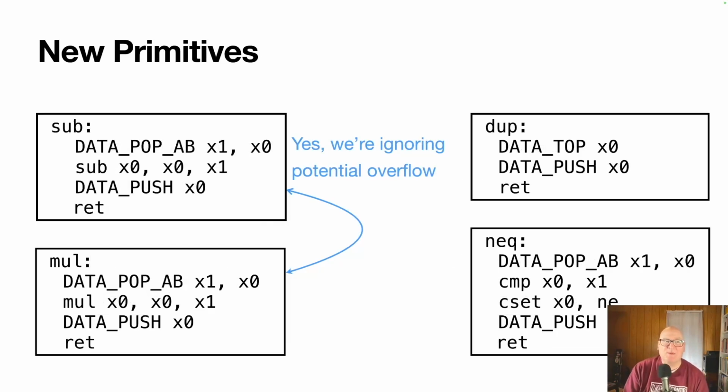All right, then we did these primitives, and they're pretty simple. So first, subtract. We have a data stack, and there's a macro that says how do you pop the first two elements off the stack.